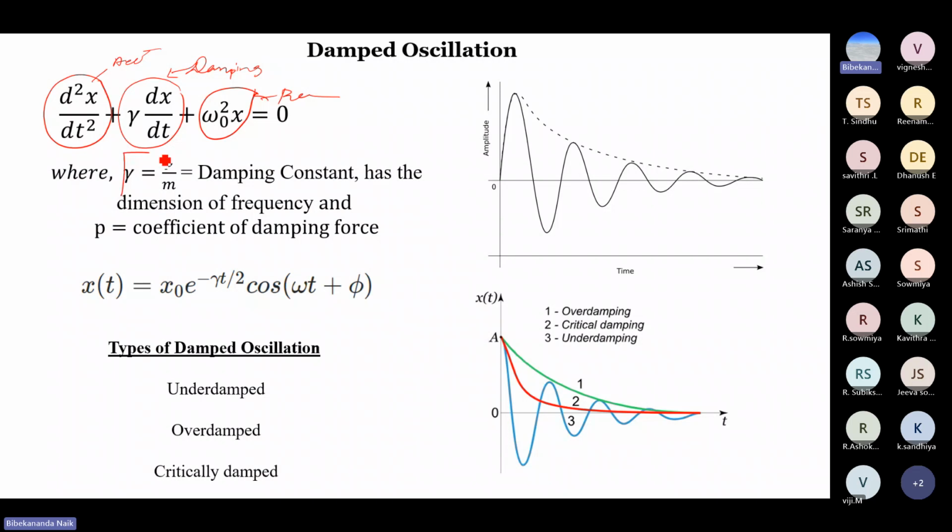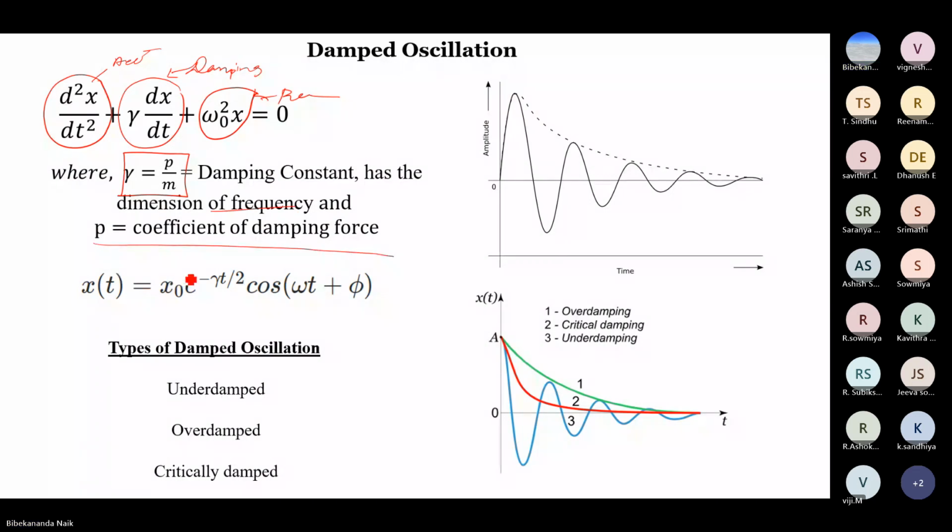So gamma is P by M, which is called the damping constant, and this P by M has the dimension of frequency. If you compare, all the terms have similar dimensions, since d square x by dt square has the dimension of acceleration, and dx by dt has the dimension of velocity. So gamma will be 1 by t. The dimension of gamma is frequency, that is 1 by t, and this P is called the coefficient of damping force.